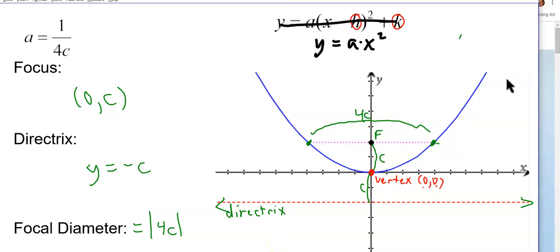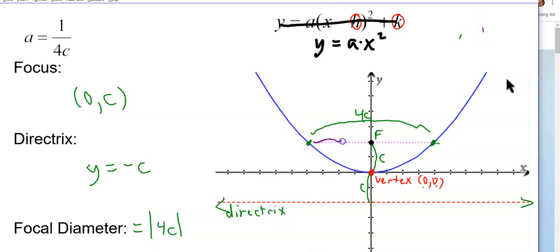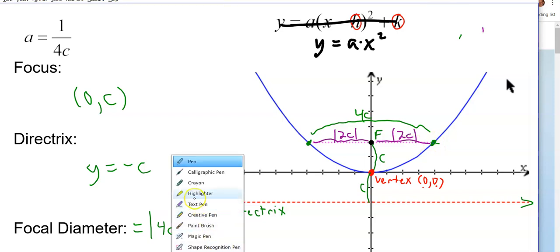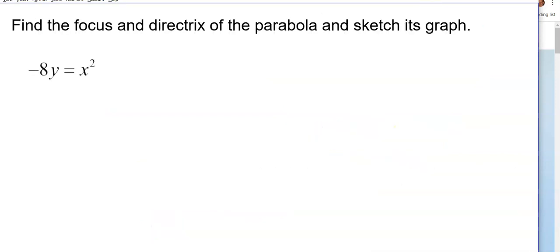But the thing I want you to see is when you're drawing this, it's almost more helpful to think of this as half of that as 2c, and this is half of that as 2c. I guess I could be putting absolute values around these because these are distances, they're positive. But it's going to be really helpful to start at the focus and, if it's this kind of parabola, go 2c to the right and 2c to the left, which is a total of 4c. That whole thing there is the focal diameter. So that's what you need for that.